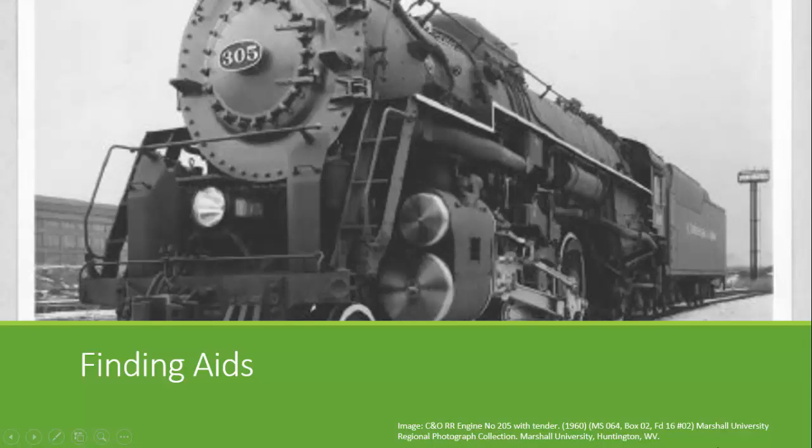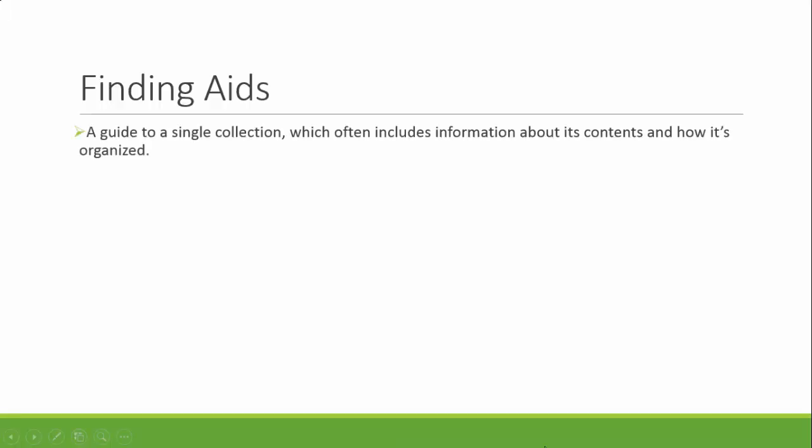What else can you use our online database to find? Besides looking at individual photos or objects, you can also find information about what our collections hold. A finding aid is a guide to a single collection, which often includes information about its contents and how it's organized.